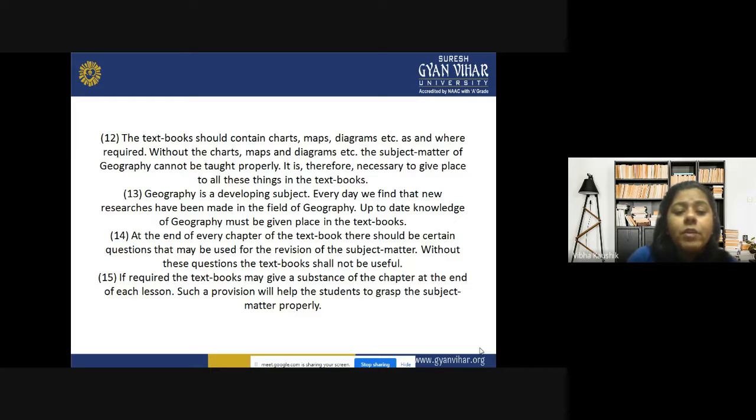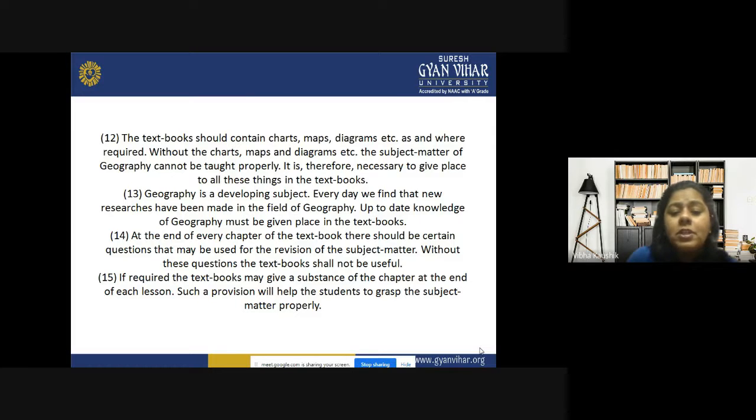At the end of every chapter of the textbook, there should be certain questions. Means after the completion of the chapter, that chapter must have some questions, and the questions must be related to the topic which we have learned or studied. That may be used for the revision of the subject matter.